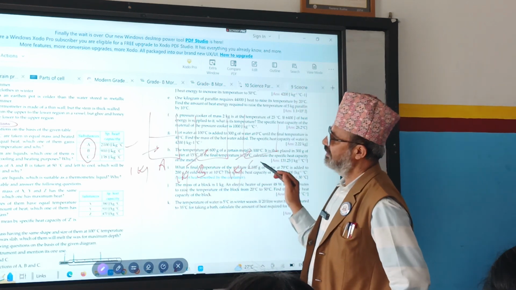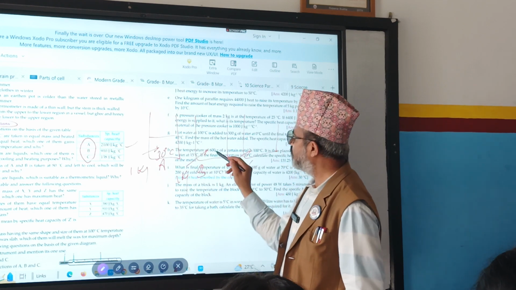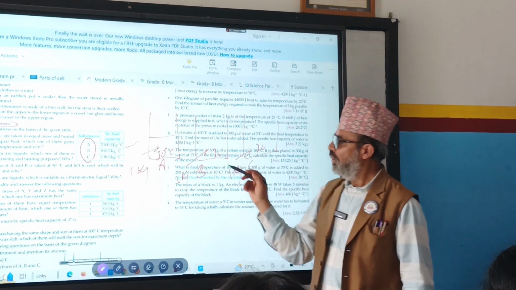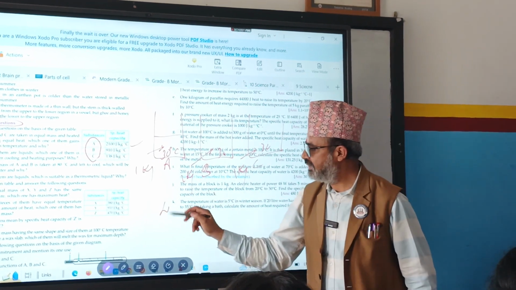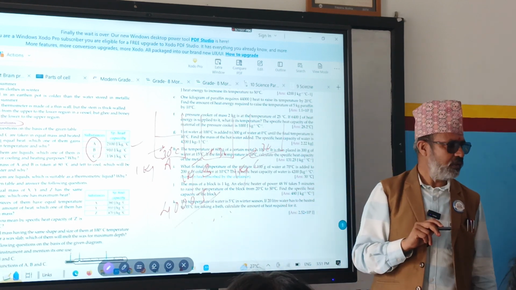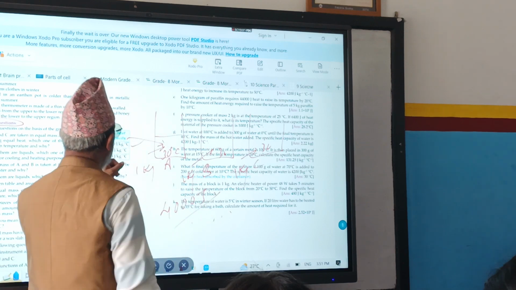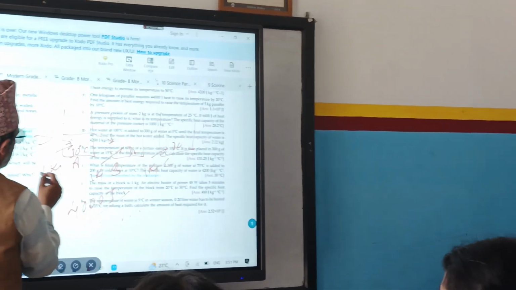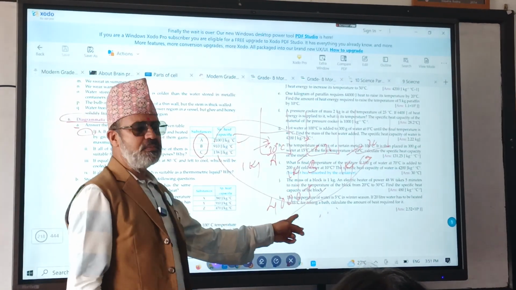1 kg masses are here, and suppose the temperature is how much? 30, 30, 30. Their temperature is the same. Now we have given an equal amount of heat. Let's say 4,000 joule of heat is supplied. Substance A, what is the specific heat capacity? 2100 joule per kg. Substance B, 900. Substance C, 130.